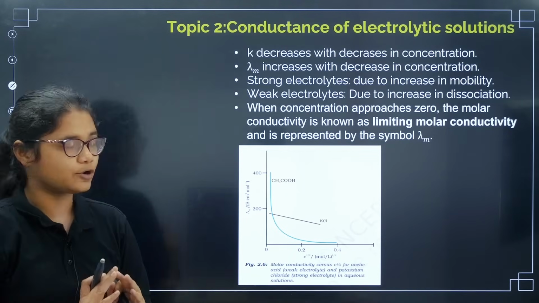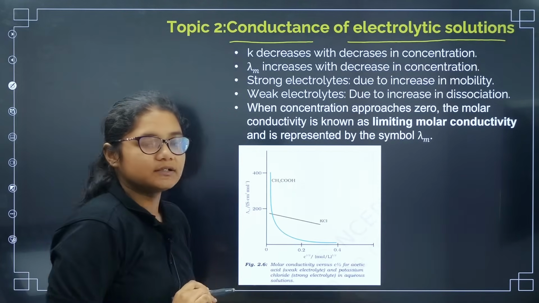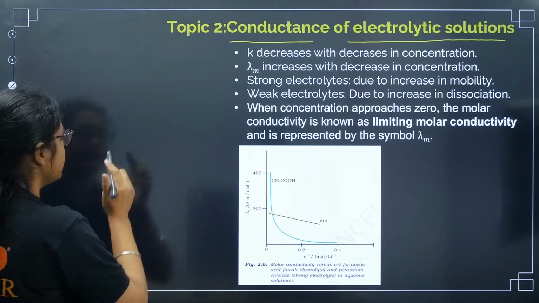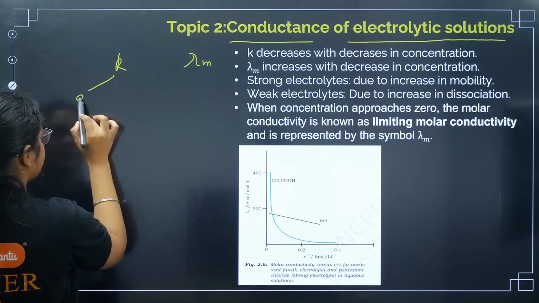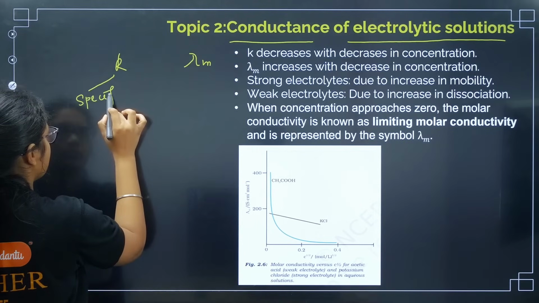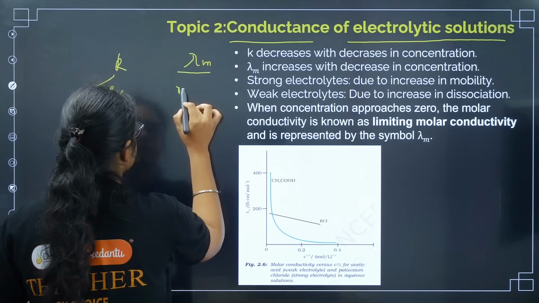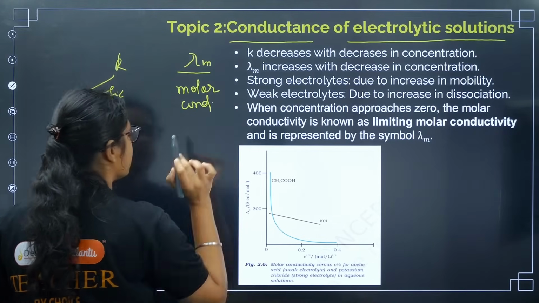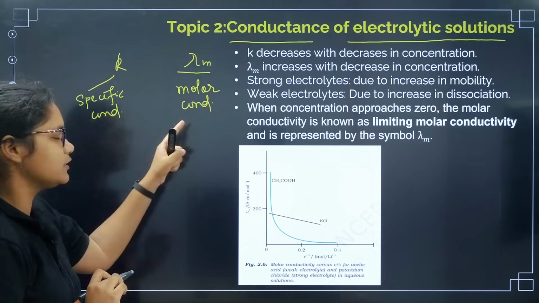Now let us see the next topic, that is conductance of electrolytic solutions. Here, two important things that you have to know are kappa and lambda m. What is kappa? Kappa is specific conductance, and lambda m is molar conductance. Now, what is the effect of concentration on both the conductances?